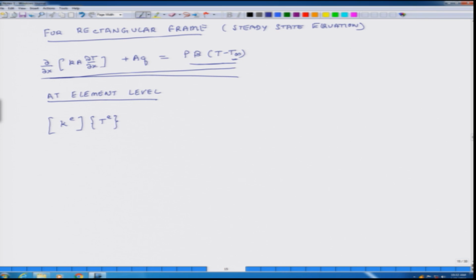K E times T E equals F E plus some source term Q E, and the value of K I J will be the integral over the domain of the element, which is 0 to H E, K A. So, these are all local coordinate systems. So, I have not x, but I have x bar.